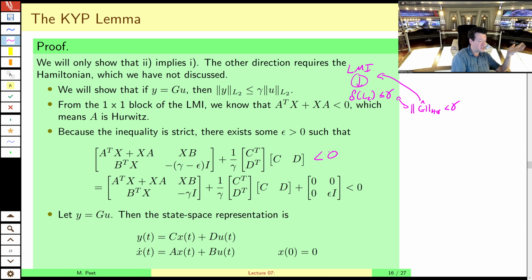Obviously, if this is less than 0, this term by itself is less than 0. So that's something we don't use very much, but we can state it anyway. It implies that A is Hurwitz by itself. So how does the proof work?